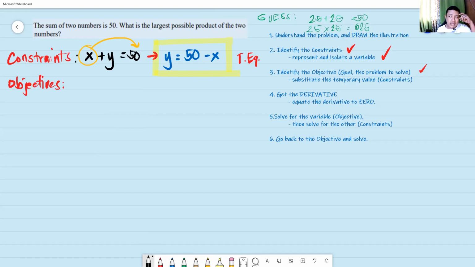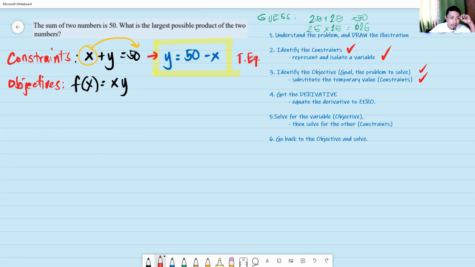Wala tayong function na pwedeng pagsulatan, unlike area or whatever, di ba? So therefore, let it be just f, or f of x na lang. F of x will be equal to x times y. Can you follow? And so, after that, substitute the temporary value for the constraints.